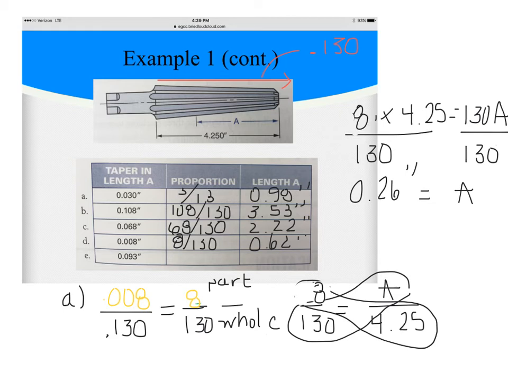So I'm going to leave part E for you to do on your own, just for verification that this is in fact making sense. When you do this on your own, you should find that the proportion of the taper described in 0.093 inch is 93 over 130, and that is equivalent to a length of part A of 3.04 inches.